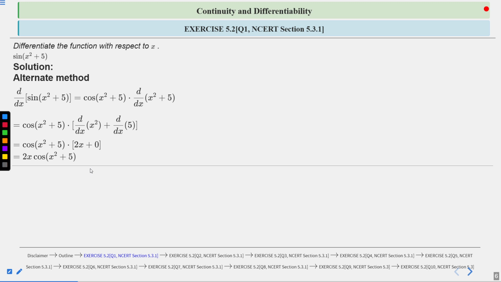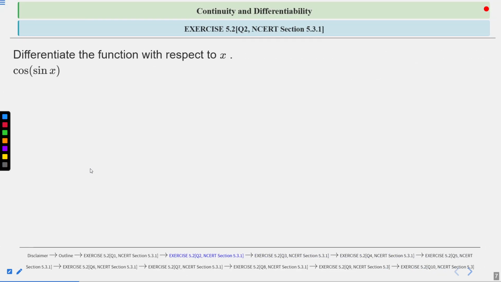Now let us discuss the next question. Question number 2. Differentiate the function with respect to x. You have to basically differentiate the given function with respect to x, right? Cos of sin x. You have to differentiate cos of sin x, right? How can we differentiate? We will apply chain rule, right? So again, I'm giving you 10 seconds to solve or think about this question. After that, we'll move to the solution part, right?